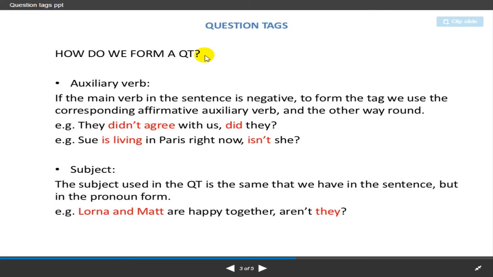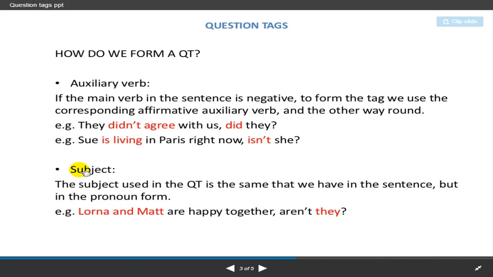How do we form a question tag? Auxiliary verb, which is the helping verb. If the main verb in the sentence is negative, to form the tag we use the corresponding affirmative auxiliary verb and the other way around. They didn't agree with us, did they? The original is negative, didn't, so I put the affirmative did. Sue is living in Paris right now, isn't she? The sentence is positive, so make the tag negative, isn't.